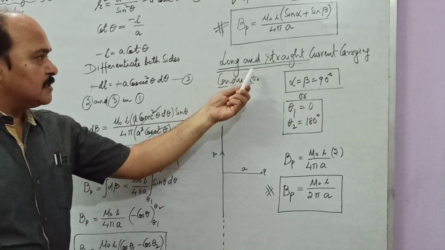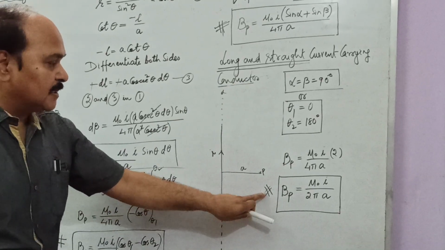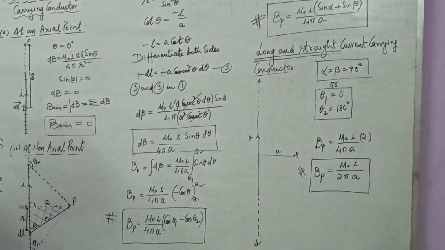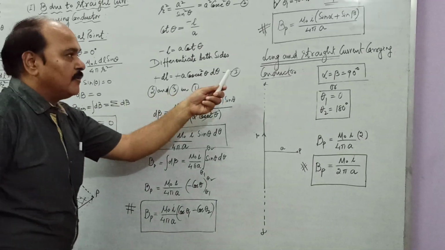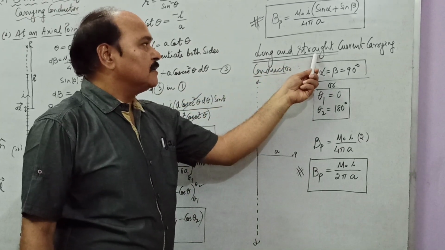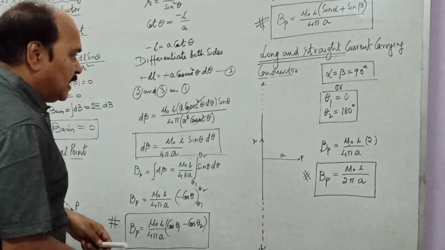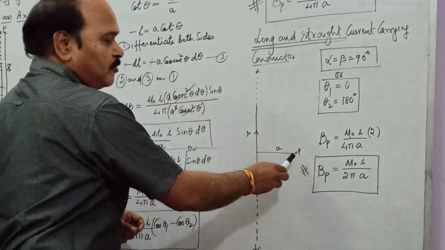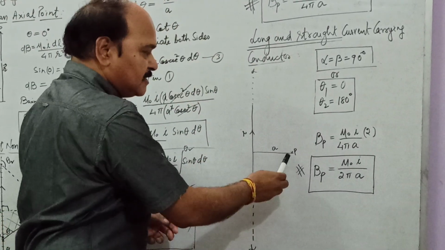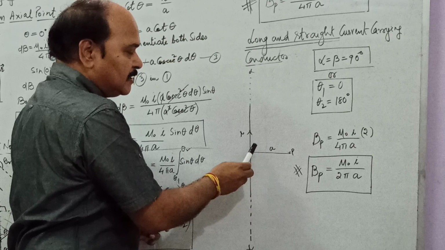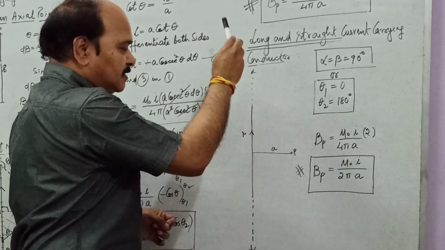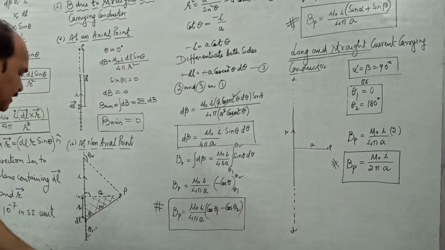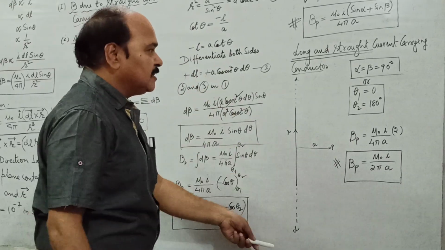There is a particular case, and that is a standard case. Well, if this straight current carrying conductor happens to be long and straight, then what happens? The length of the wire extends up to infinity on both sides, and this is point P. This A is the shortest separation of point P from the wire, which is a constant, and I is the current passing through this straight conductor. So if this wire is long and straight, its length extends up to infinity on both sides.